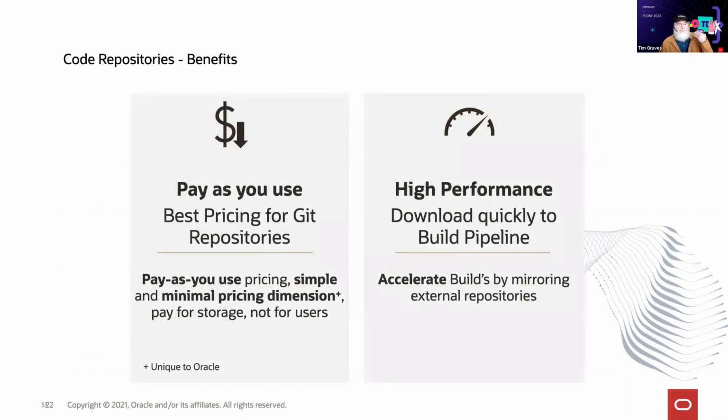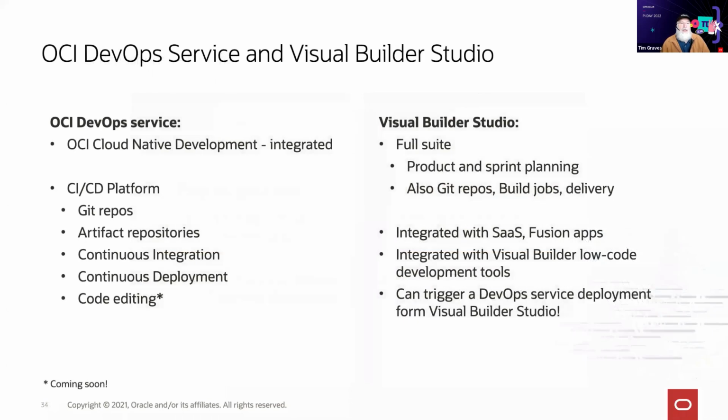As I say, the pricing is really simple. You basically pay for the resources you use, but you get quite a high level of free resources there. And it is high performance because it is running locally. And lastly, some of you may be aware that we have another service which is called Visual Builder Studio. Visual Builder Studio is more aimed at SaaS applications, whereas the DevOps service is aimed at doing code building.